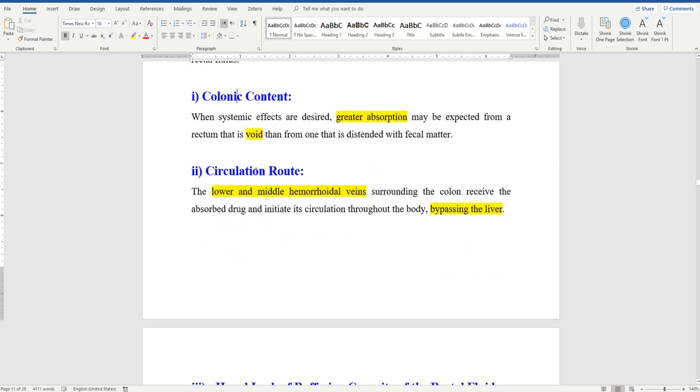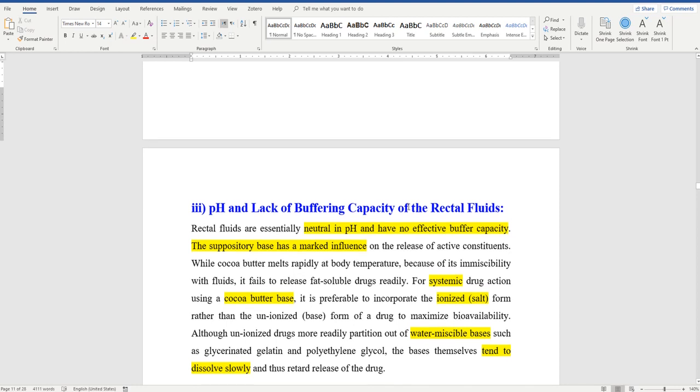Now, regarding the circulation route, all these are physiological factors. As I said, the inferior and middle hemorrhoidal veins bypass the liver. They can take the drug directly into the systemic circulation. If you insert the suppository high up in the rectum, then in this case absorption can happen by the superior vein.